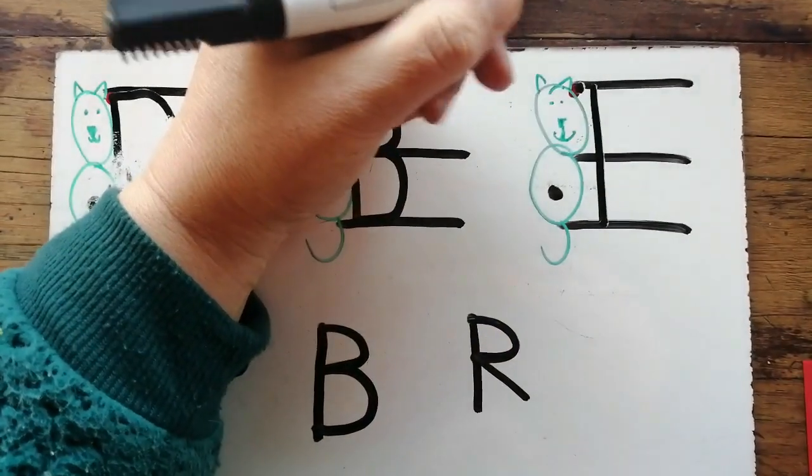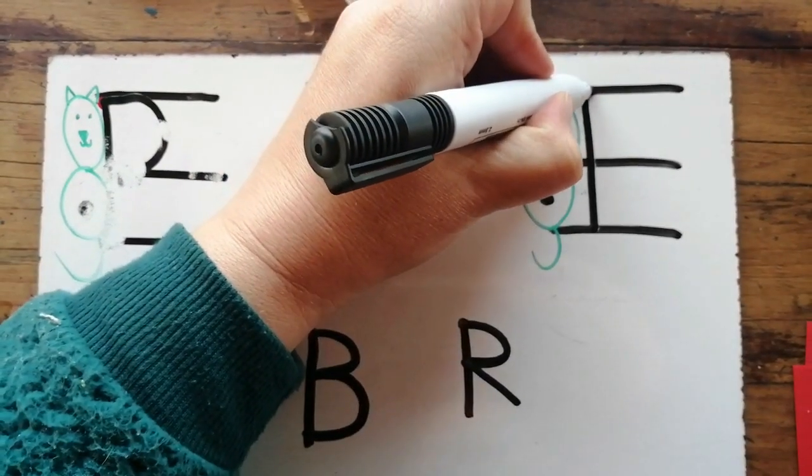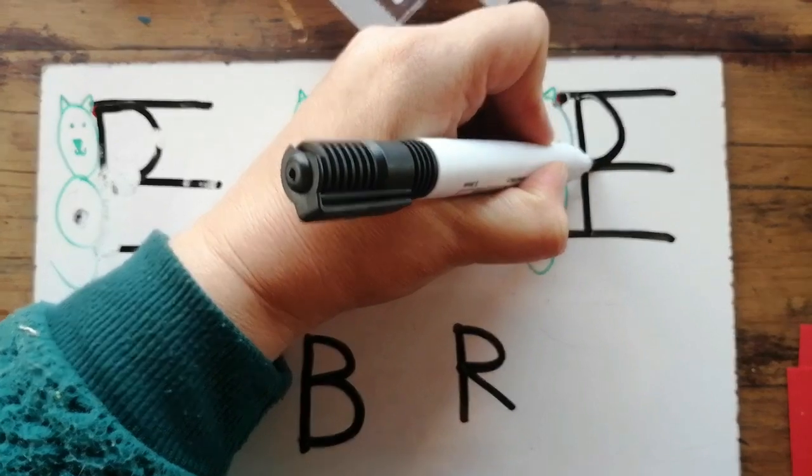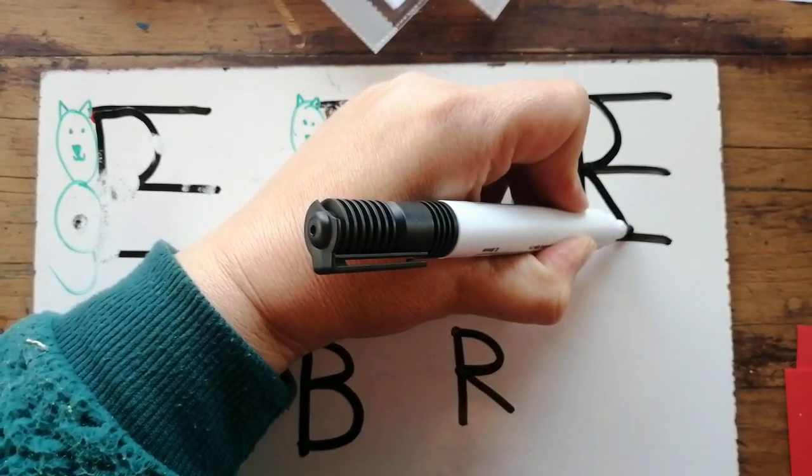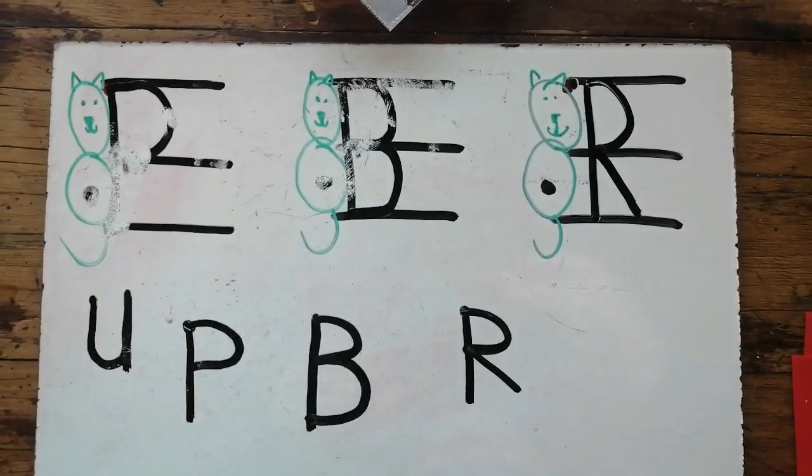Then our last one, the R, start at the top of the skyline, all the way down. Lift your hand, make the head, go sit on the top of this grass line, and kick out to the side. How easy is that?